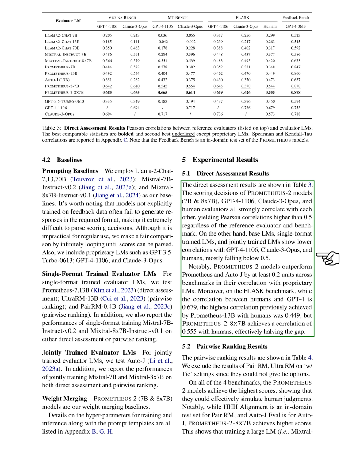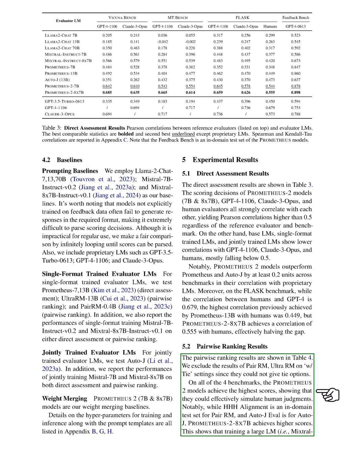On the other hand, base LMs and single-format trained LMs show lower correlations with these benchmarks, mostly below 0.5. Prometheus 2 models outperform Prometheus and Auto-J by at least 0.2 units across benchmarks in their correlation with proprietary LMs. Notably, Prometheus 2-8x7B achieves a higher correlation with humans on the Flask benchmark compared to previous models, effectively reducing the performance gap. In terms of pairwise ranking results, Prometheus 2 models consistently achieve the highest scores across all benchmarks, indicating their ability to simulate human judgments effectively.